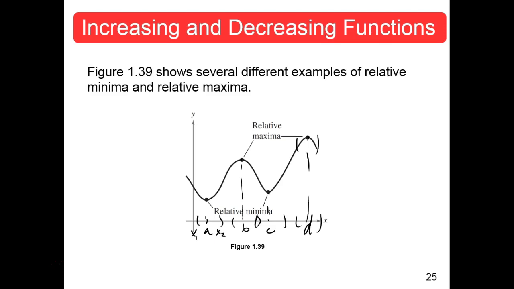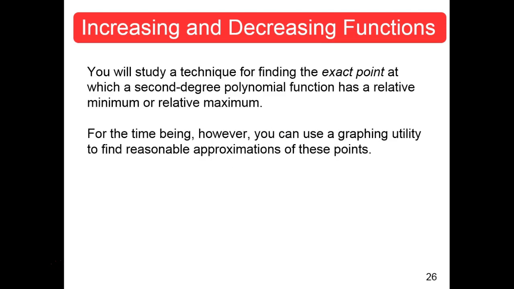And again, important implications in business, economics, medicine, you name it. You want to minimize exposure, maximize coverage, whatever. You'll study a technique for finding the exact point for which a second-degree polynomial, which we call a quadratic polynomial, has a relative maximum or minimum. We'll do that in the next chapter.